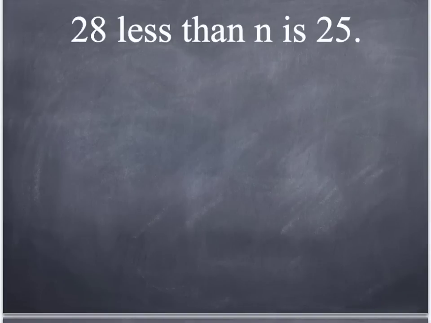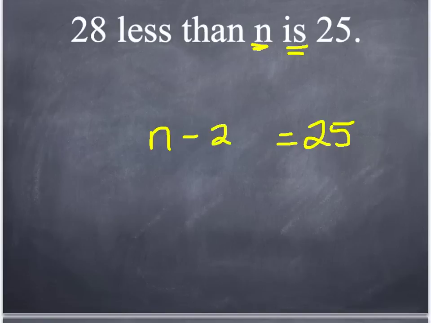So let's take a look at a few problems. Here we have 28 less than n is 25. So there's is. So that's going to be is 25. And let's work on the left-hand side. 28 less than n. N is going to be my variable. And less than is going to be this. So n minus 28 equals 25.